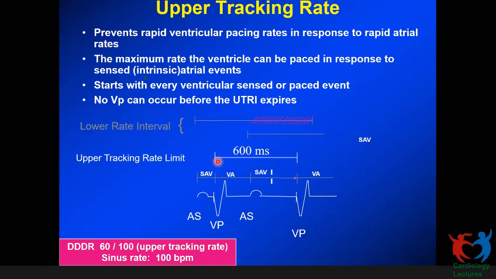Because we programmed an upper tracking rate of 100 beats per minute, which is an upper tracking rate interval of 600 milliseconds, the pacemaker will not deliver a V pace here. It will wait for the upper tracking rate interval to time out and then only pace here. So here there is an increase, or an apparent increase, in the AV conduction, the AV interval, for this patient. So this is the basis for the upper rate behavior. We will discuss in more detail as we go along. So that's the upper tracking rate interval, which is the ventricular paced interval.